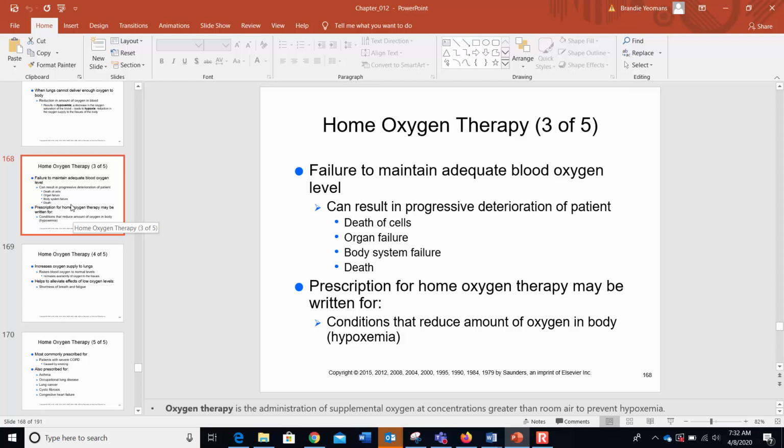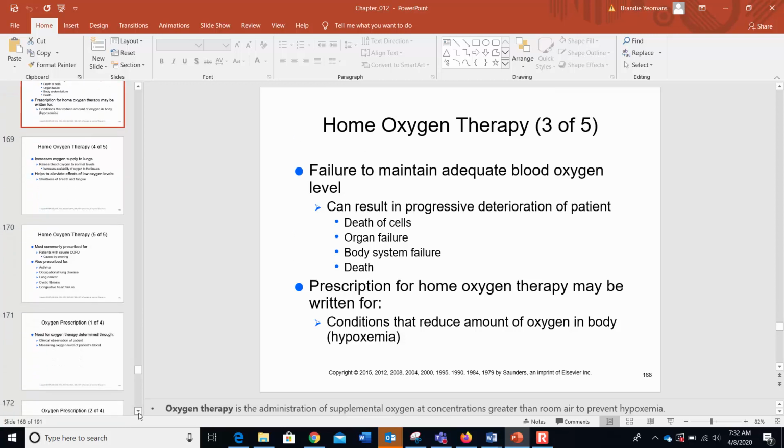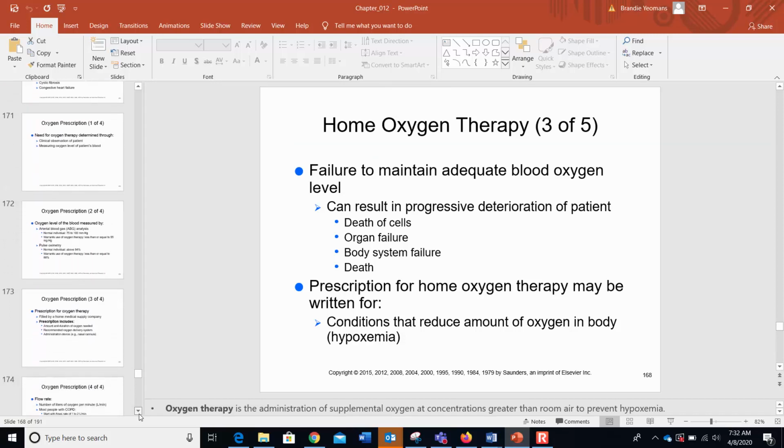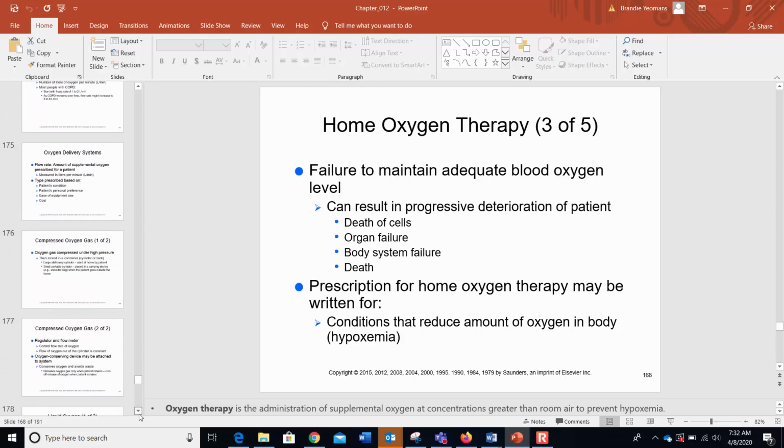So there's different ways to deliver that oxygen. So there's different masks, there's different prescriptions. I'm trying to get to the slide with all the masks.